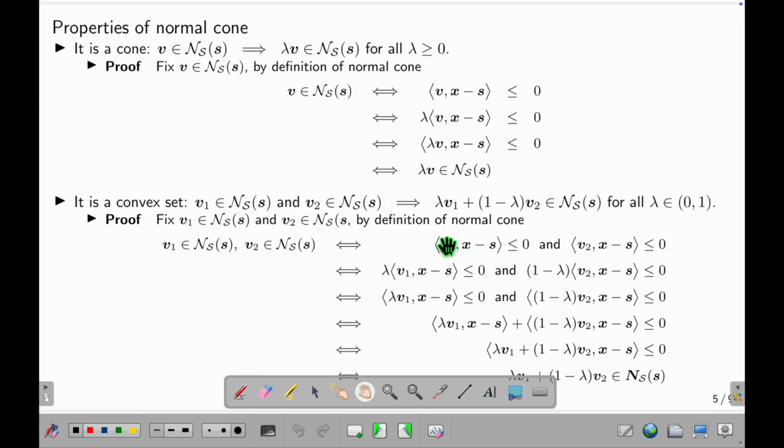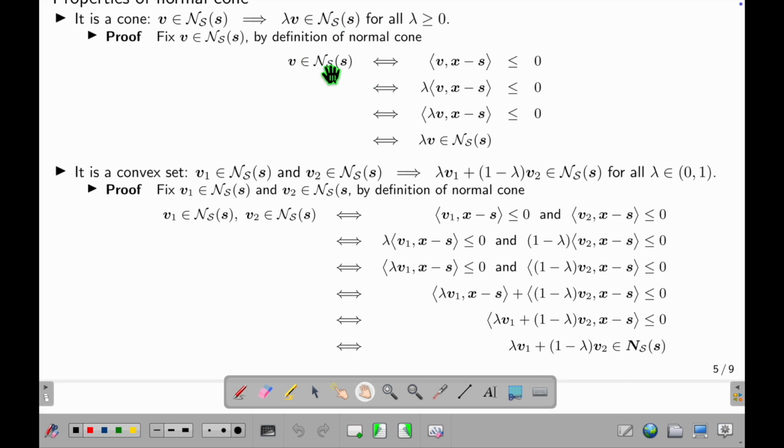So what the heck is this? These are the math of the normal cone. If V is a vector inside this cone, what's the definition of cone? Any lambda V is in the cone. V is in a cone means this is true. This is the definition. If I put lambda here, I just scale this. Lambda does not change the direction. Lambda is larger than 0. So done. It's a convex set.